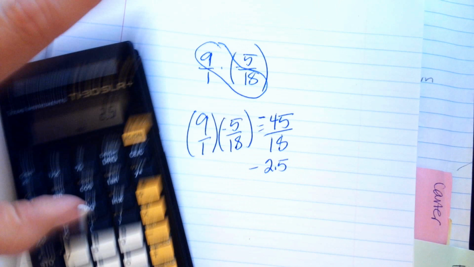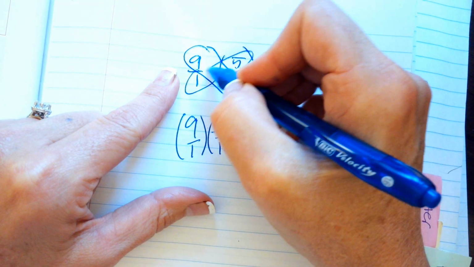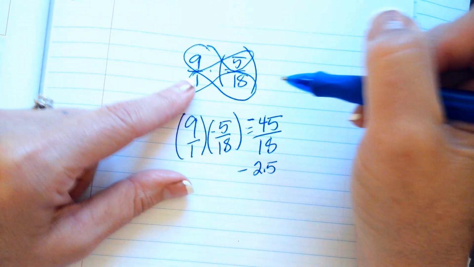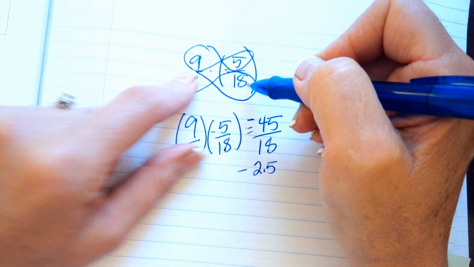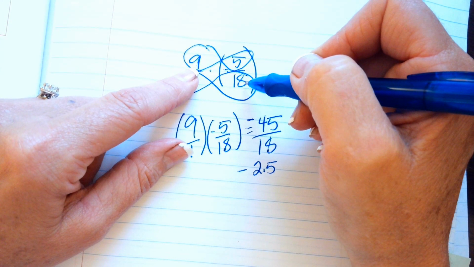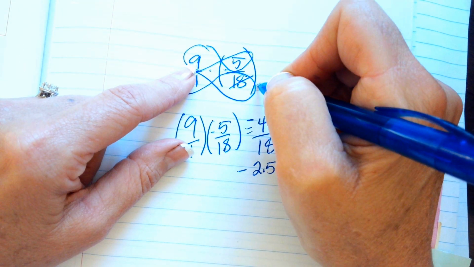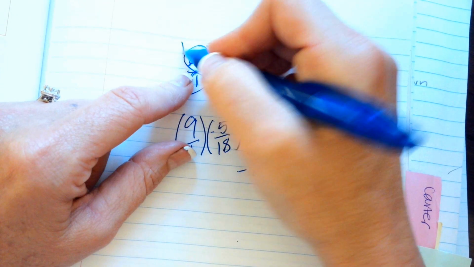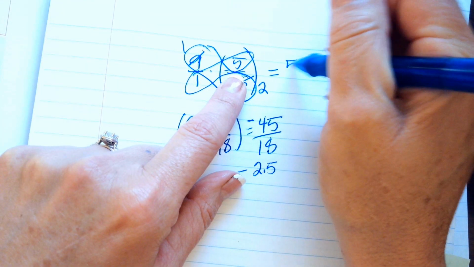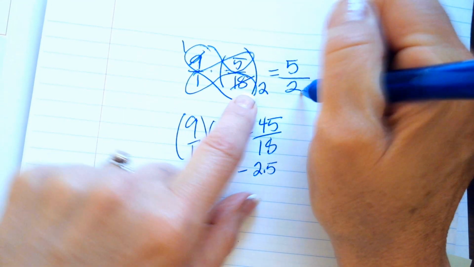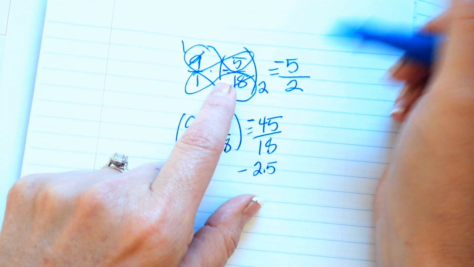If you want to do cross cancellation, these two numbers go together, and these two numbers go together. So it's going to simplify this fraction. What do 9 and 18 have in common? A 9, right? 9 times 2. So I'm going to trade this for a 2, and this is going to become a 1. And now I have a pretty easy fraction. 1 times 5 is 5. 1 times 2 is 2. And I know that my answer is negative because I have an odd number of negative signs.